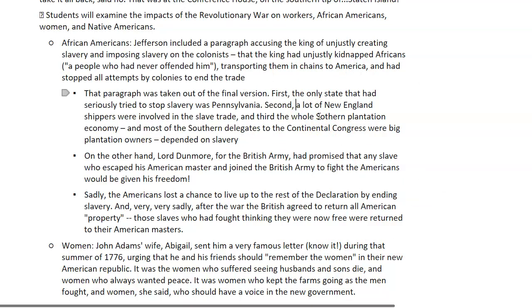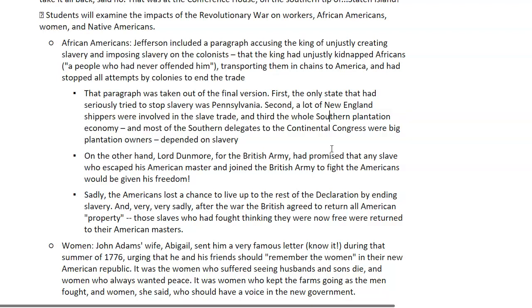Well, let's be clear. That paragraph that Jefferson wrote was taken out of the final version of the Declaration. First, the only state that had seriously tried to stop slavery was Pennsylvania. Second, a lot of New England shippers were involved in the slave trade. And third, the whole southern plantation economy, and most of the southern delegates to the Continental Congress were big plantation owners, depended on slavery. They were not about to let an anti-slavery thing into the Declaration.